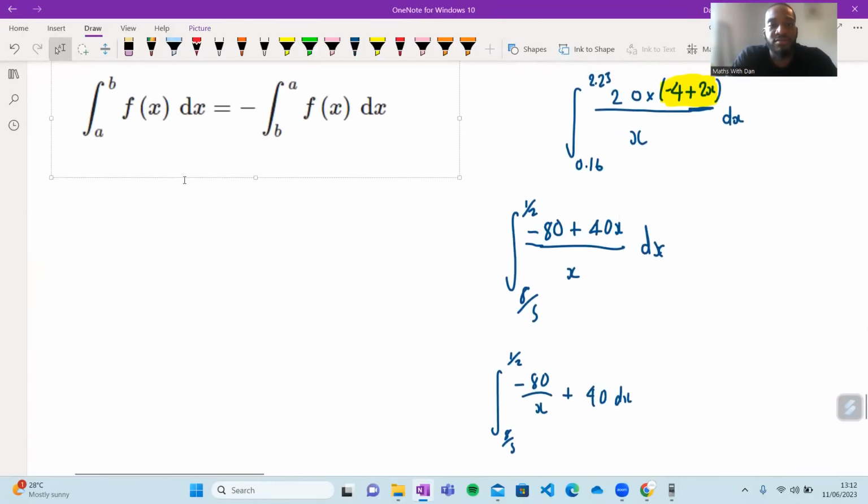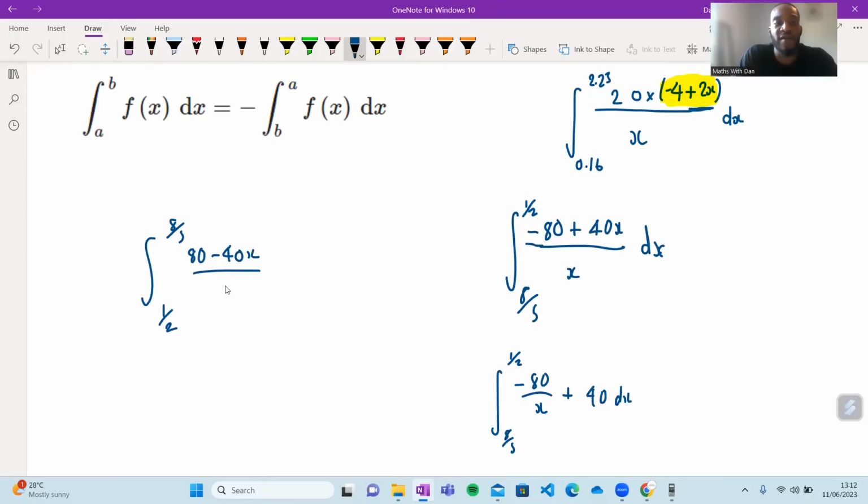If I was to do this here, and then I was to do, for example, well, I want to flip this over. So I'm going to change the limits to 8/5, and I'm going to put this a half here. Now, if I flip the negative sign, then this will just become 80 minus the 40x, isn't it? Over x dx. Now, if I integrate this the exact same way, it will give me the exact same answer. You don't have to do it, but you can do. Yeah? Does that make sense?